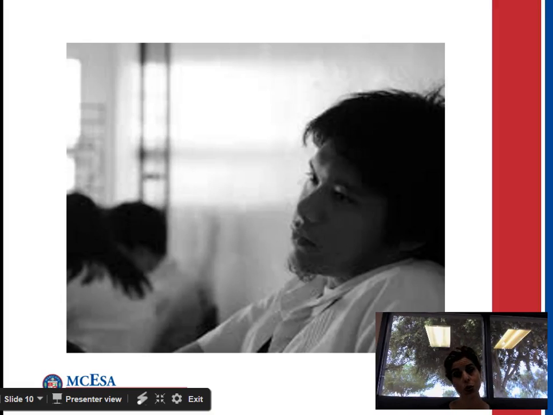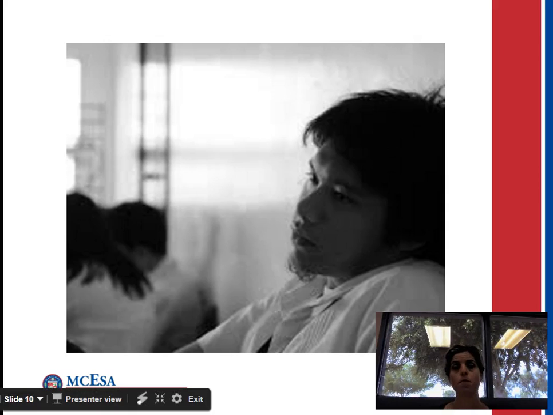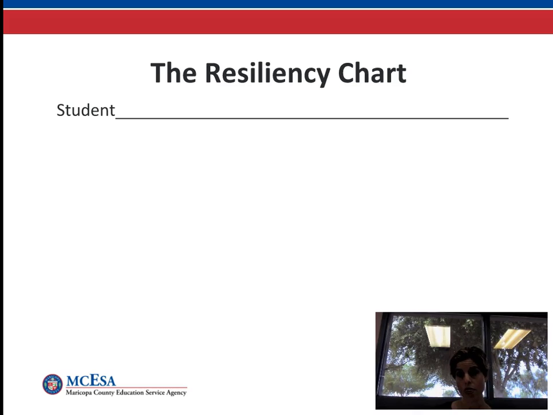So what you are to do now is to think about one child who you are concerned about. I know for some of us we have a handful of kids, but today you need to just pick one that really stands out to you. So once you have your student, then you are ready to begin your process of how to help them become more resilient.